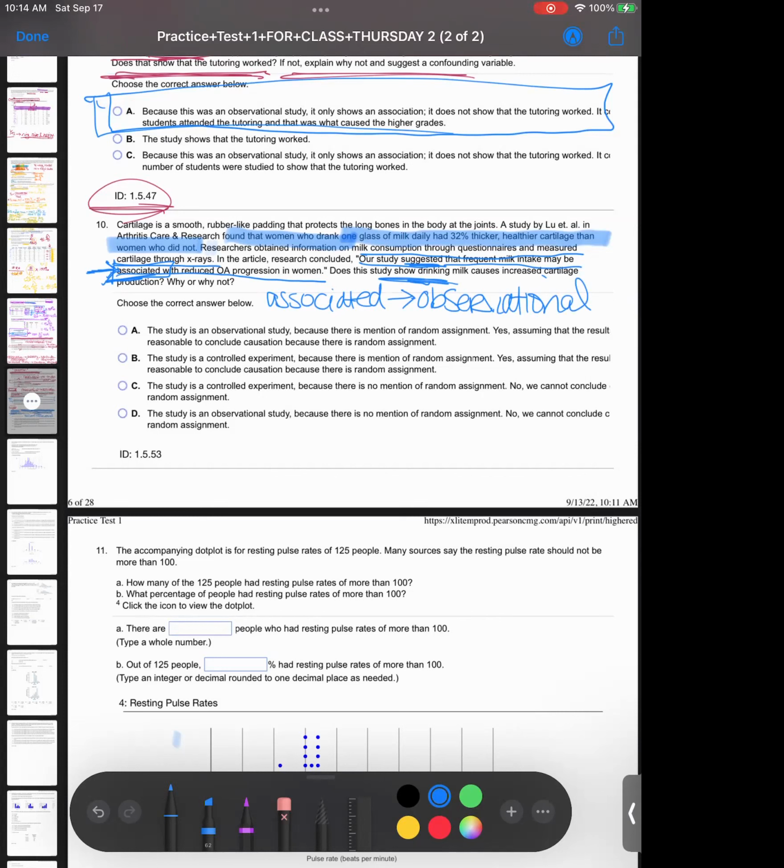So no, we cannot conclude that it shows it. I don't have the exact words on here again, but you're showing this is observational because there's no mention of random assignment, right? So it's one of these two. There is no mention of random assignment. It's not controlled, so it's observational. So really that was it. It's the first 4. We're looking for an observational thing and there's no mention of random assignment, right? Are we okay with that?